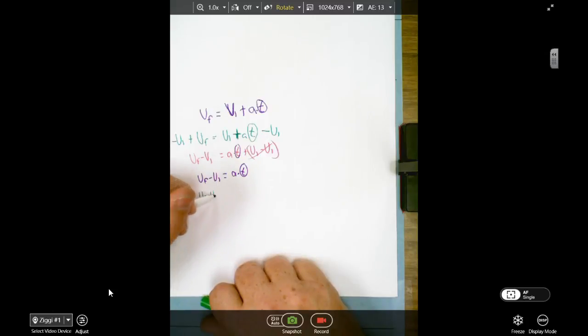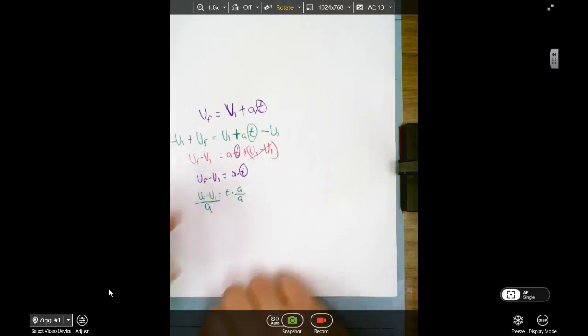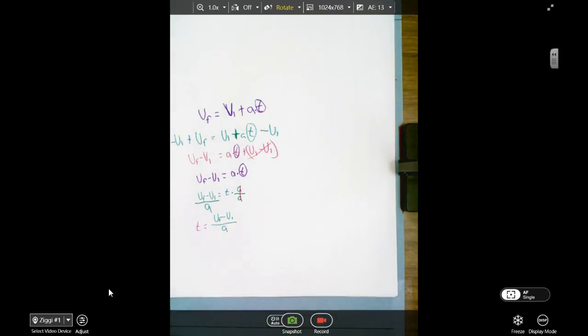velocity final minus velocity initial is equal to T times A divided by A. But if I divide this side by A, I have to divide that side by A. This then reduces to 1, which means T is equal to velocity final minus velocity initial over A. Now, it's a bit of a long-winded way to go about it, but this way always works. You always do the opposite of what's happening so you can get the result that you want. And it usually, like I said, helps to keep track of what you're looking for.